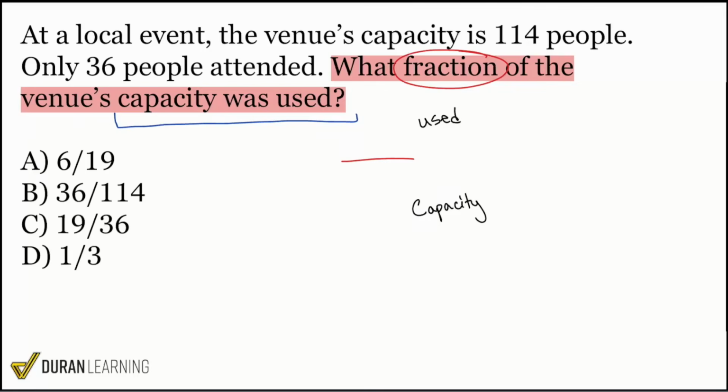Everyone, when we read here, at a local event, the venue's capacity is 114 people. Only 36 people attended. Womp womp, sad day, but let's go ahead and stick to the objectivity here. Everyone, how many seats in the venue were used? 36, that's correct. That's right here. 36 people attended. So we'll have 36 right there. Everyone, what's the capacity of the venue? 114. That is correct as well. Capacity is 114 people. Now let me go ahead, place that right there.